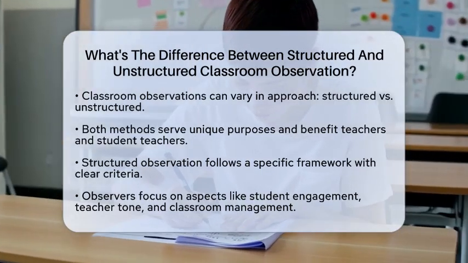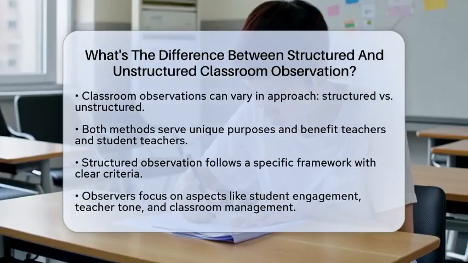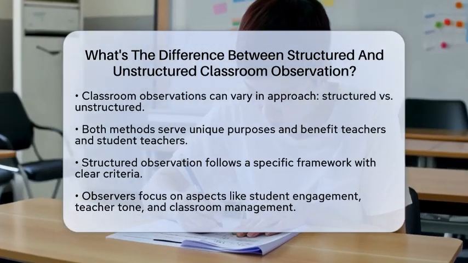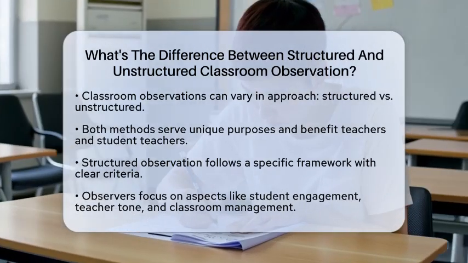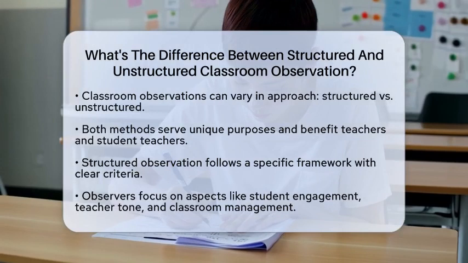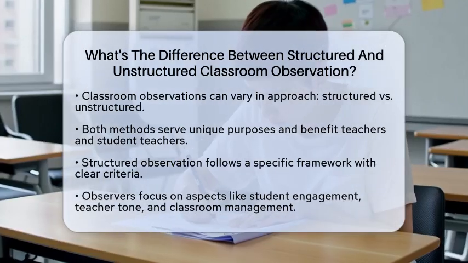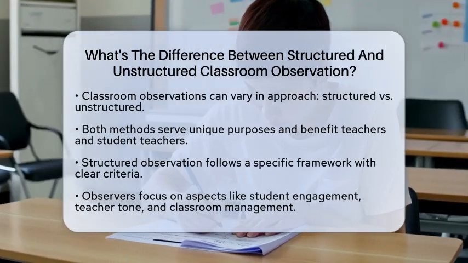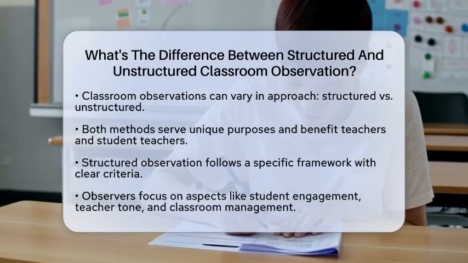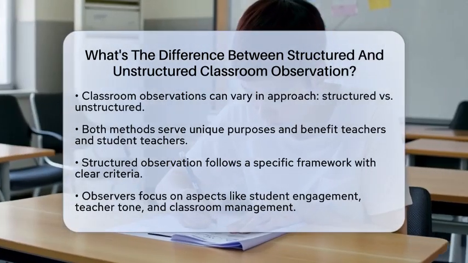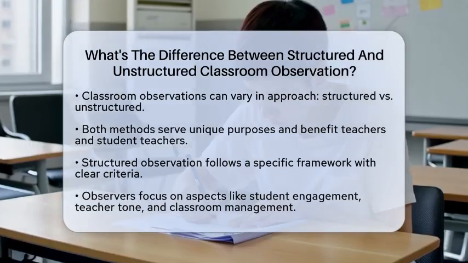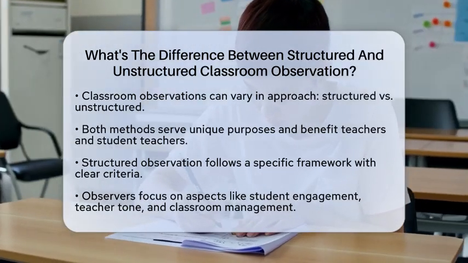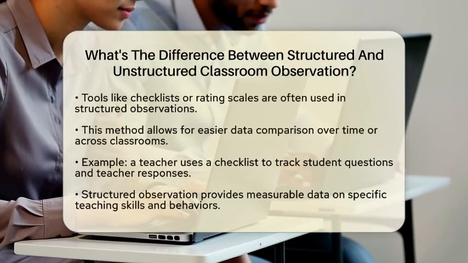Structured classroom observation follows a specific framework. This means that observers have a clear set of criteria to guide their observations. They focus on particular aspects such as student engagement, teacher tone, classroom management, and content delivery. To keep track of these elements, observers often use tools like checklists or rating scales. This organized approach makes it easier to compare data over time or across different classrooms.